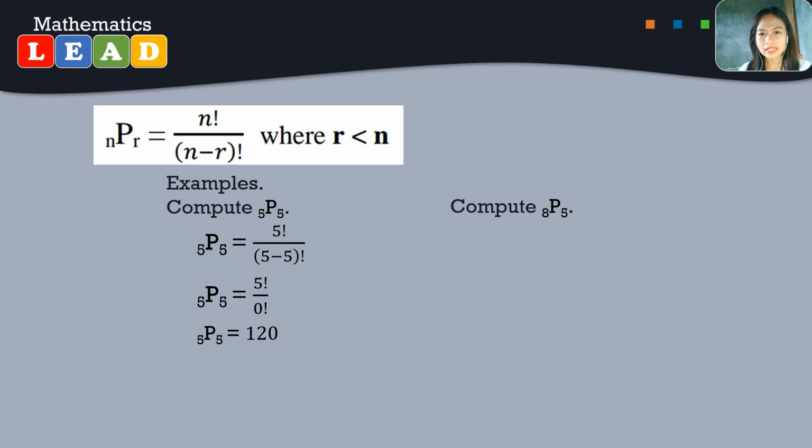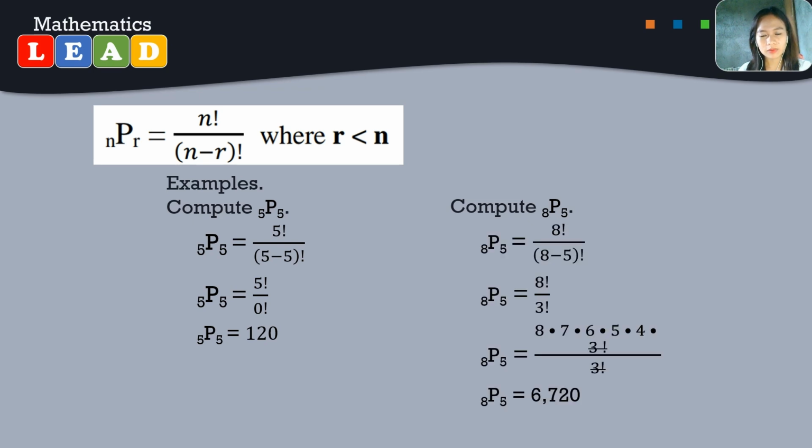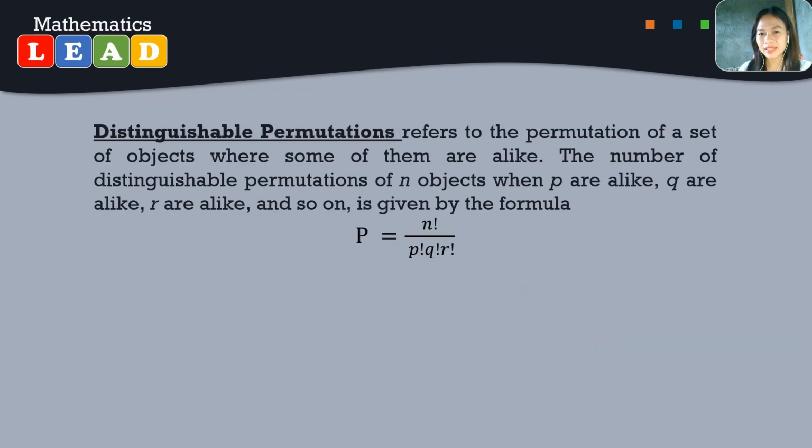Compute permutation of 8 taken 5. It represents the number of permutations of 8 objects taken 5 at a time. Using the formula, we will have 8 factorial over 8 minus 5 factorial. The 3 factorial in the denominator and numerator will be cancelled out because same non-zero factors in both the numerator and denominator can be cancelled out or simplified. Therefore, the permutation of 8 taken 5 is equal to 6,720. Did you get it? That's good. Now let's proceed to distinguishable permutations and circular permutations.